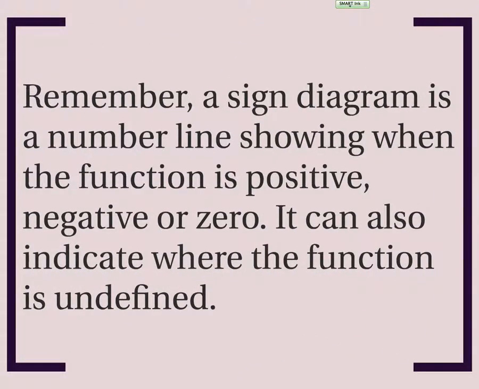So remember that a sign diagram is a number line showing when the function is positive, negative, or zero. It can also indicate where the function is undefined. We briefly did this in chapter 1, so if you don't remember it that clearly, that's okay. We might have a number line and say we've got 5, and then we would tell where it was positive or negative on that number line. So we did it just a little bit with the discriminant.